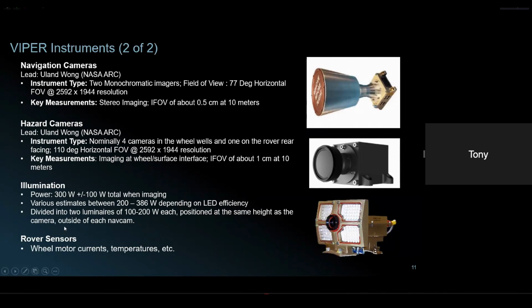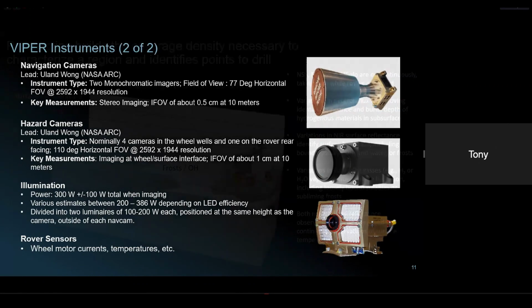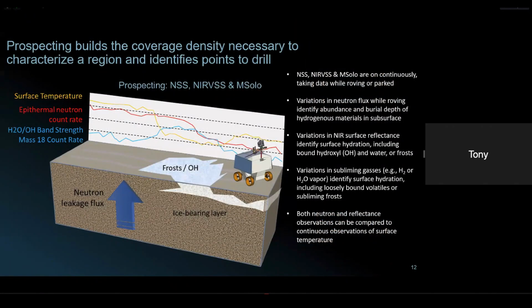We are also, of course, capturing all the other rover sensors for science, everything from motor currents to temperatures, et cetera, that can be used for science. Real quick, prospecting is when we're driving. All the instruments are on except the drill, of course, while driving. And this is a fundamental difference from Resource Prospector as well. We have the near-infrared spectrometer, the mass spectrometer, always looking under the rover, and the neutron spectrometer constantly measuring neutron flux. We have constant measurement of surface temperatures as well from under the rover.